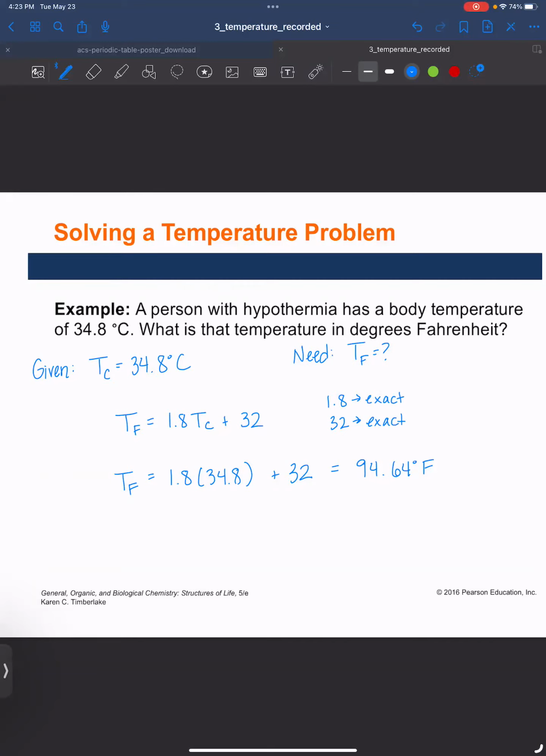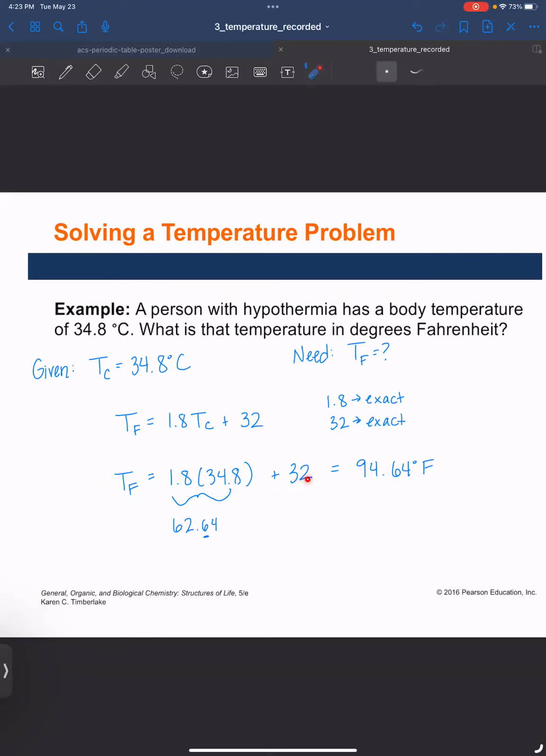So 1.8 times 34.8, just as a side note, this value was 62.64. And because it's multiplication, we would report to the fewer sig figs. In this case, these are exact numbers, so we don't mind that one. We're just going to report to three significant figures. But I'm not going to round it, I'm just going to put an underline there, so I know to the tenths place.